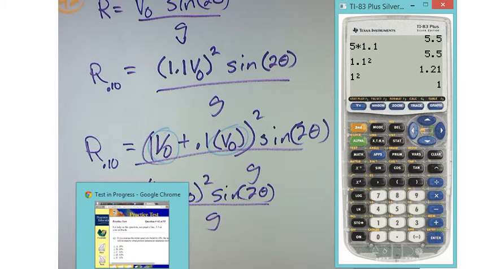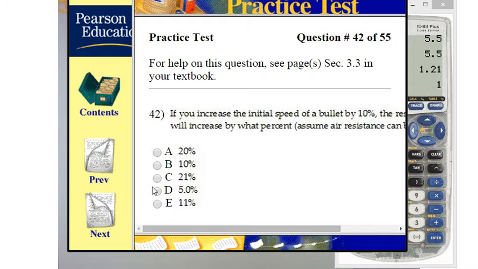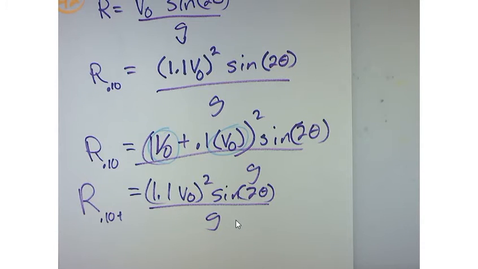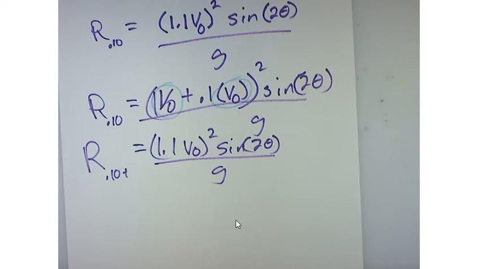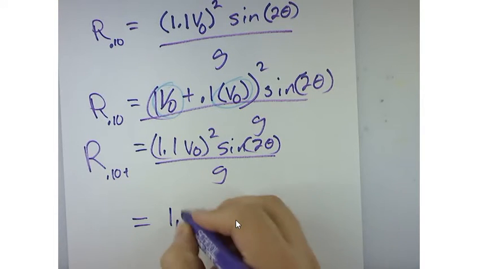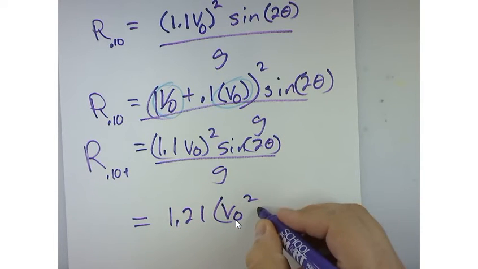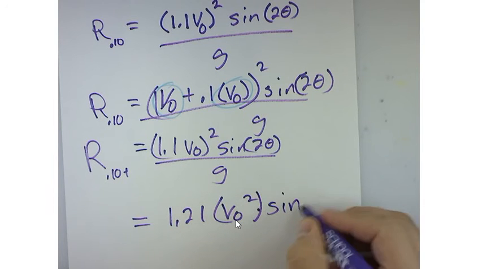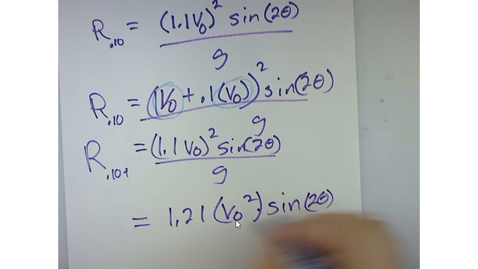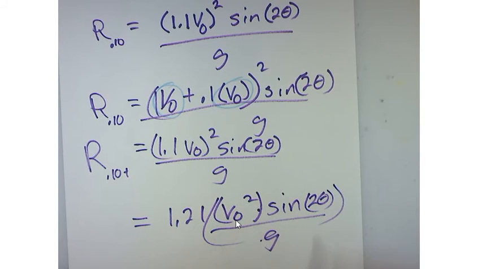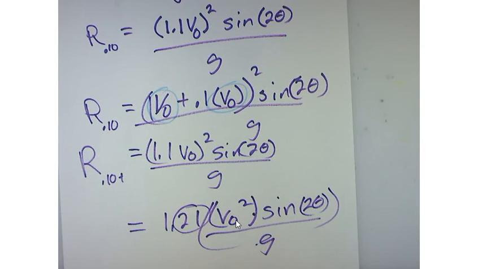So let's go back and see if that's one of the choices. 21%, the 0.21, yep, that's what it is. And this is where it comes from. Because really what we have is 1.21 times v naught squared times the sine of 2 theta all over g. Well, that's an increase of 21%. That's where that comes from.